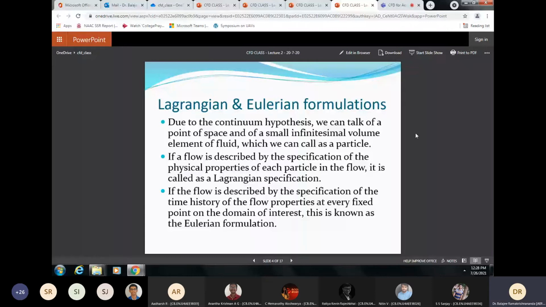So any doubts between Lagrangian and Eulerian formulations? You can formulate any way you want. Finally, you end up with equations which mean the same thing.